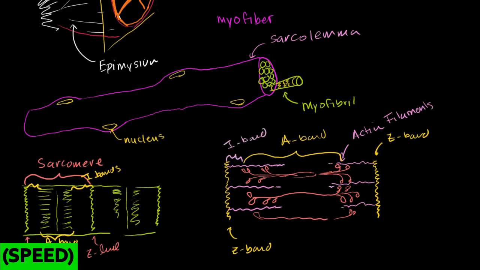So this is the I band right there. And then the myosin filaments are held in place by titin, which you can kind of imagine as a springy protein. Now I'm going to do it in a different color. So the myosin is held in place by titin. So that right there is titin. It's attached to the Z band by titin.